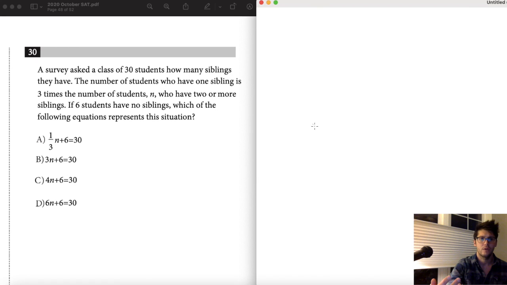Go to the end of the question. Always do that. Go to the last sentence. If 6 students have no siblings, which of the following represents the situation? So I'm just going to write 6, no. I'm always writing down to the side little bits of information. There's 30 total students. 30 students.